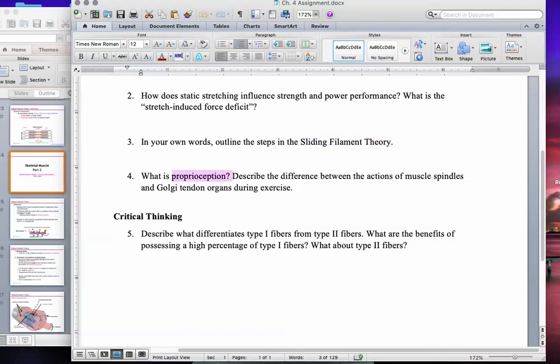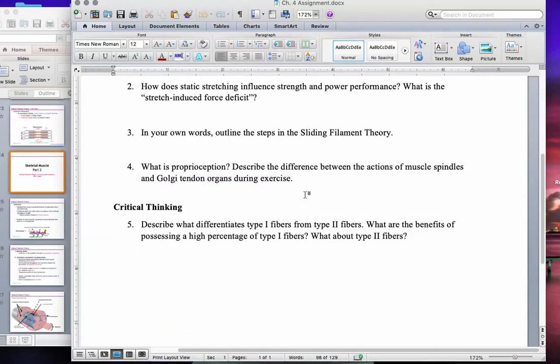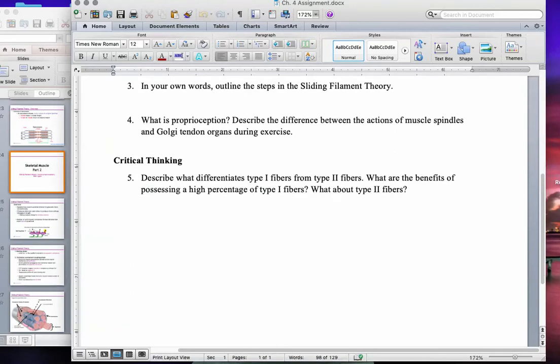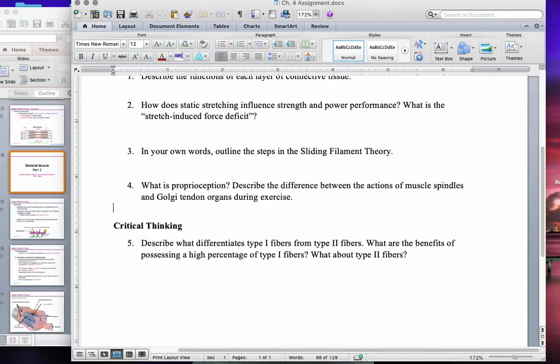We're going to describe what proprioception is and the difference between muscle spindles and Golgi tendon organs during exercise. So giving an example there, like during exercise, you're explaining the role of each one of these proprioceptors. And then your critical thinking is talking about fiber types. We're going to learn about muscle fiber types, and then you're going to be able to describe what differentiates a type 1 fiber from a type 2 fiber, and what the benefit of possessing a high percentage of type 1 fibers is, or a high percentage of type 2. So that's your assignment, which you'll be able to complete after watching this lecture.